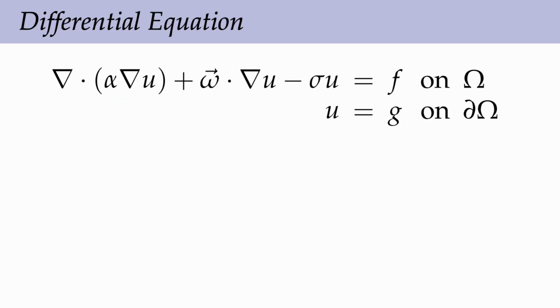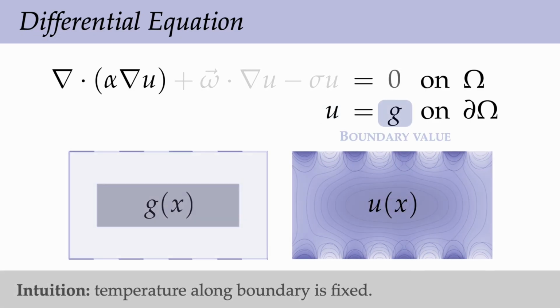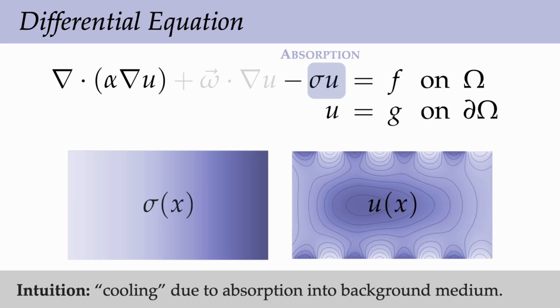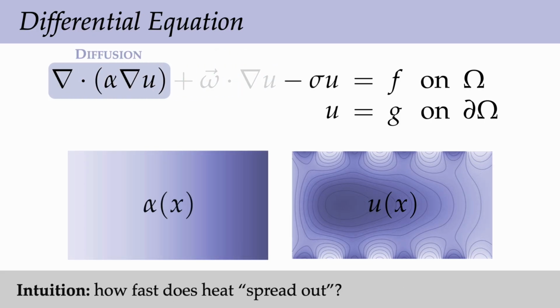So here's the PDE that I'll consider today. And if we imagine the solution U represents, for instance, the temperature of the domain, then the boundary values G describe fixed temperatures along the boundary. A source term F describes kind of the background temperature. A term sigma U, an absorption term, describes sort of cooling due to absorption of heat into the background medium. A drift term, omega dot grad U, sort of models heat getting dragged along with a flow of velocity omega, and the scalar function alpha in the second order term describes how quickly heat diffuses through the domain.